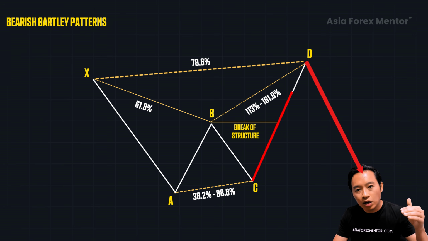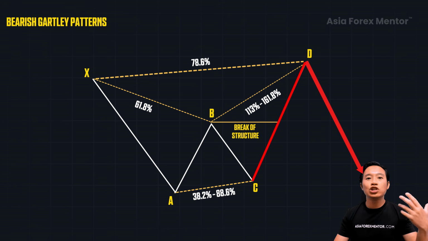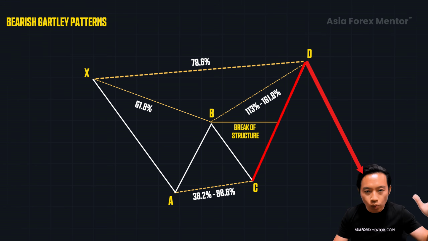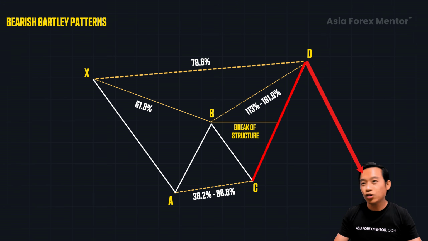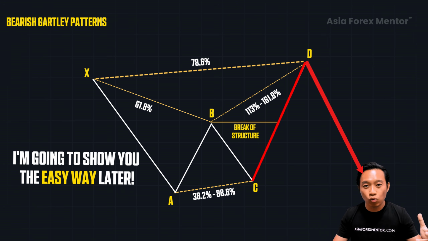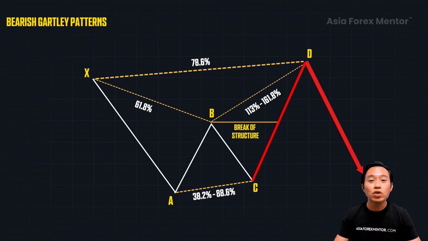Price actually went up above point B. It's a break of structure. But why did it go down? It can actually be a bearish Gartley pattern when all these ratios are met. Note, all these ratios are met. Sometimes it's the same pattern, but it's actually a break of structure because the ratios are not all aligned, right? I'm going to show you how to do that the easier way later. But when the ratios are aligned, that's where you know you don't want to go for a buy here, right?